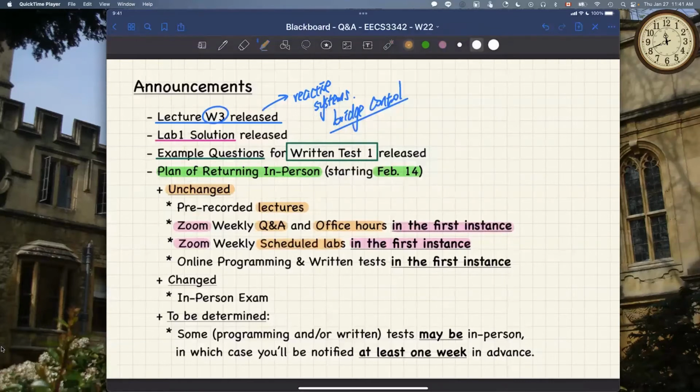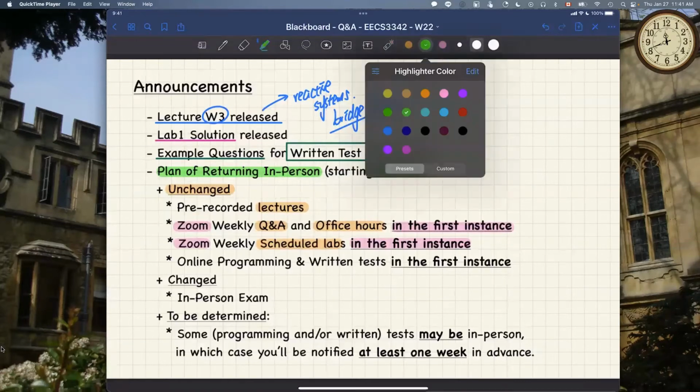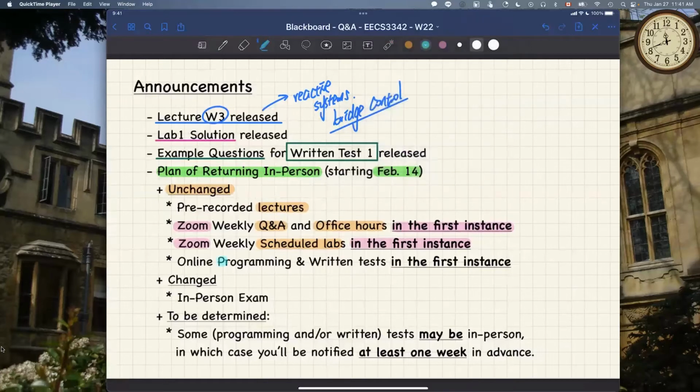And for the most important thing, of course, is about your single programming test or your 4 written tests. For your written test number 1 is confirmed. It's going to be online, right? I already released the preparation guide a week ago, so that one wouldn't change. For your written test number 1, for sure it's going to be online.